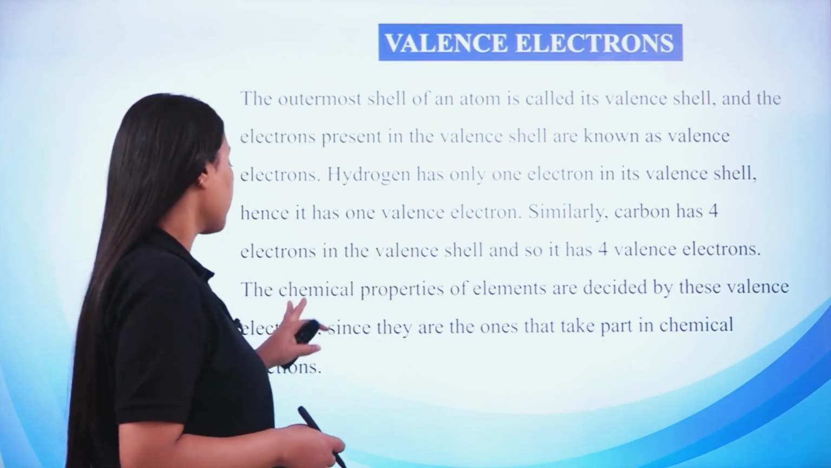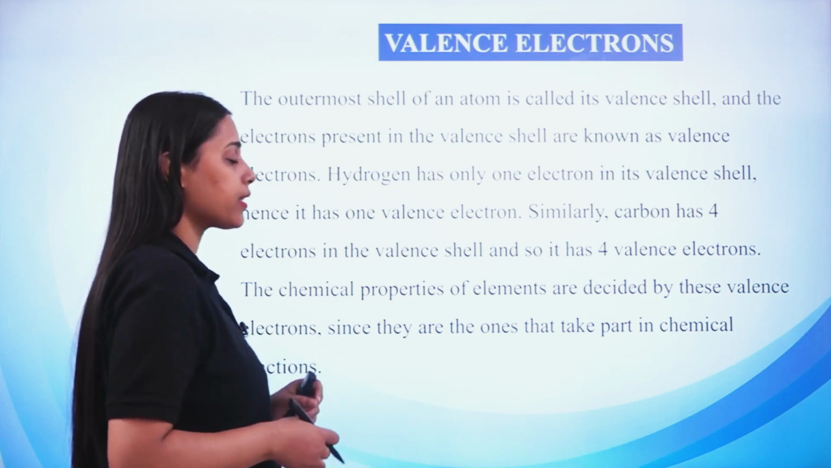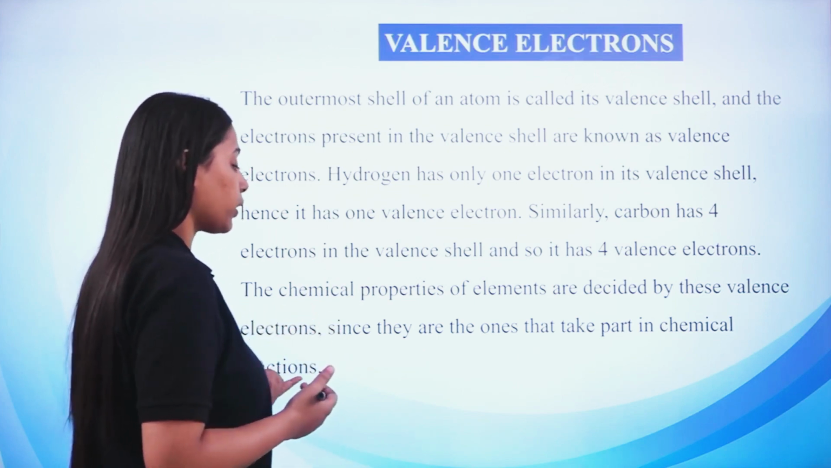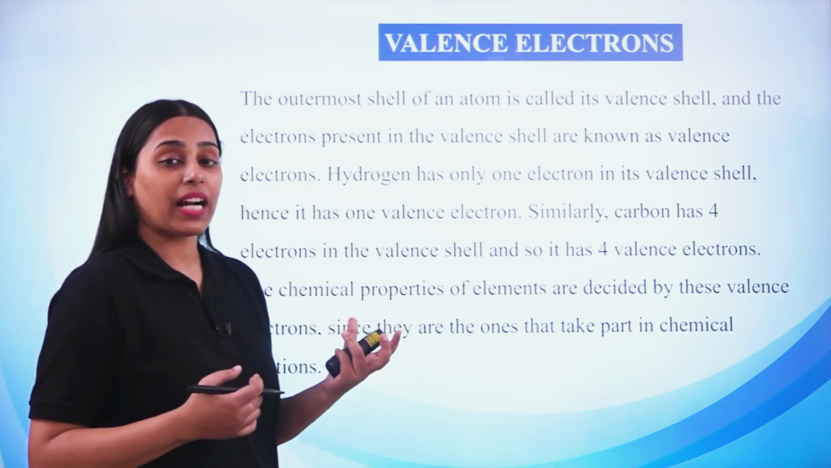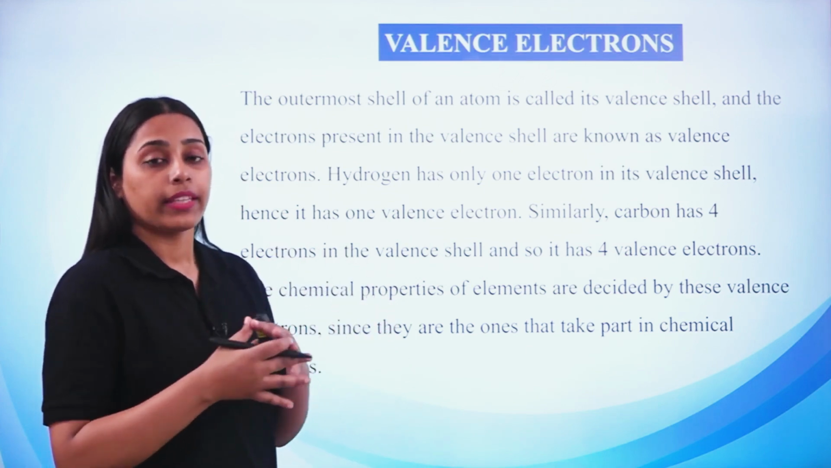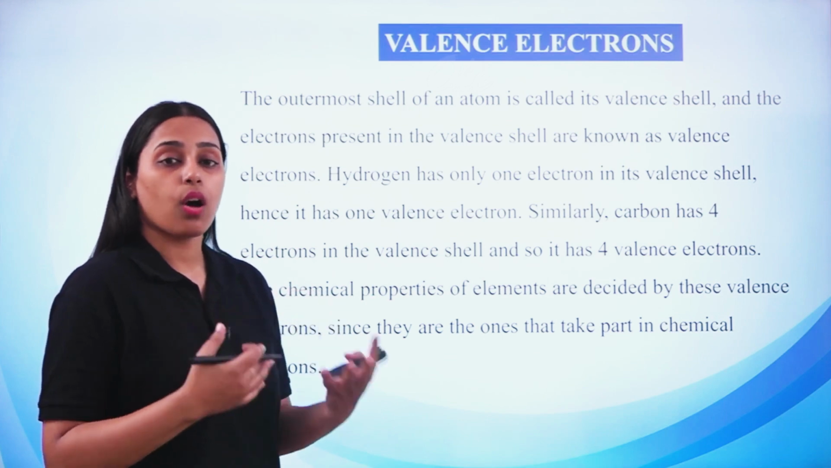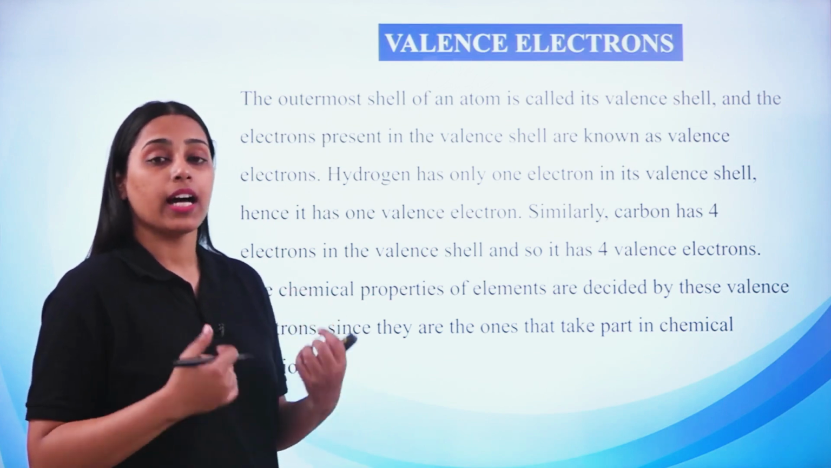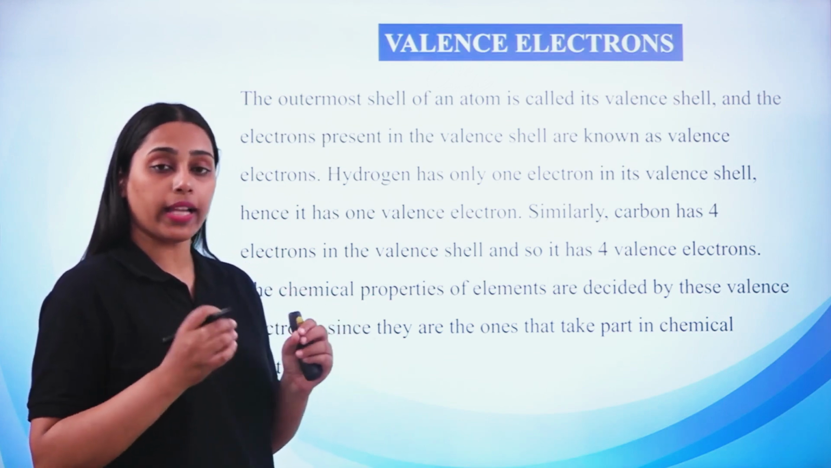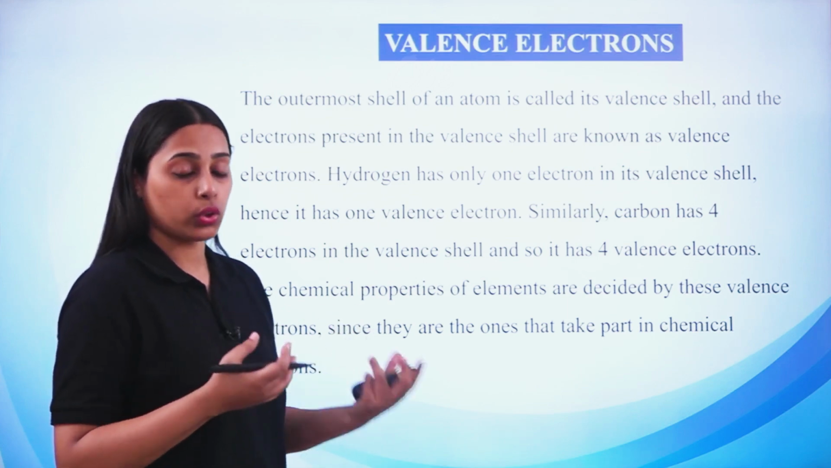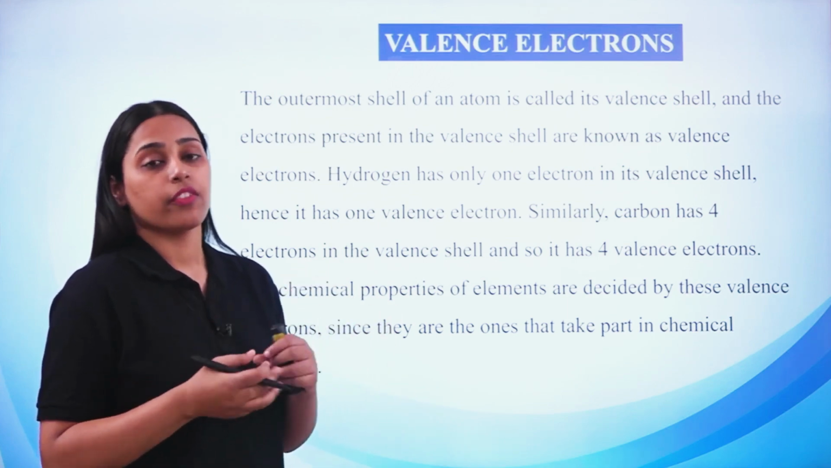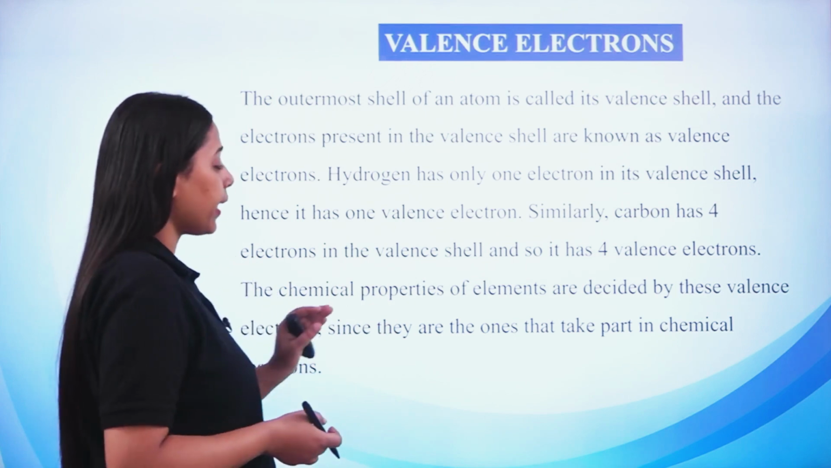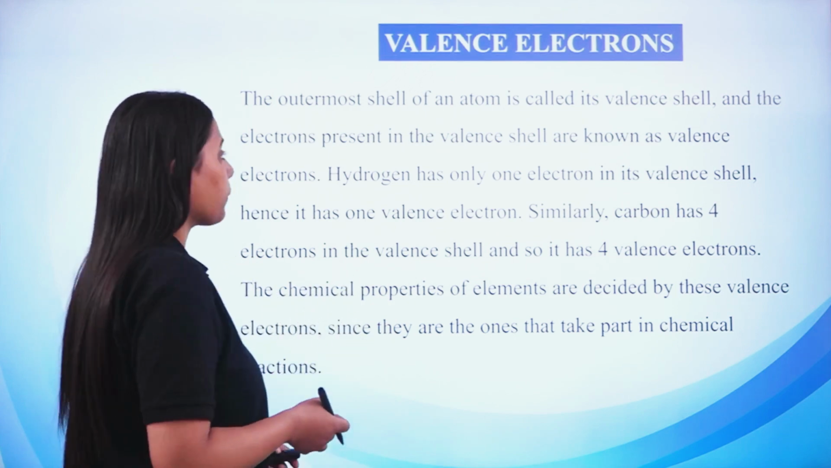And then the chemical properties of elements are decided by these valence electrons only, because these are the electrons that are going to participate in the bonding. These are the electrons which are being lost, gained or shared by a respective element who will have this property to show formation of bond, or you can say a reaction with any other atom. So they are the ones that take part in the chemical reactions.